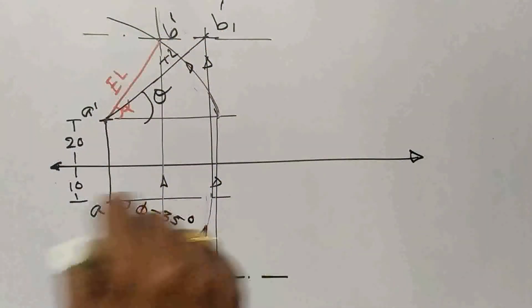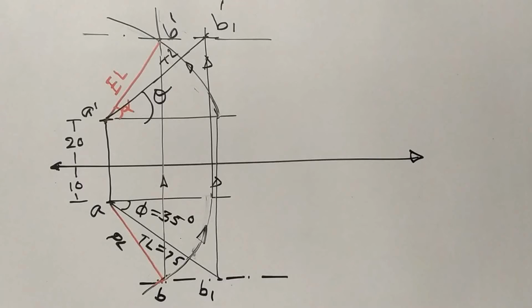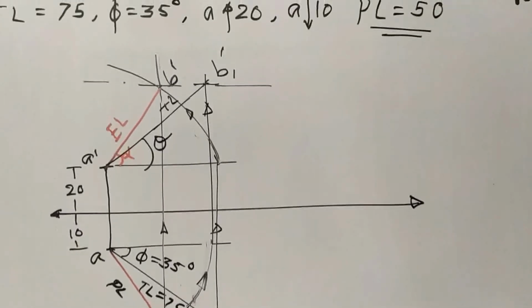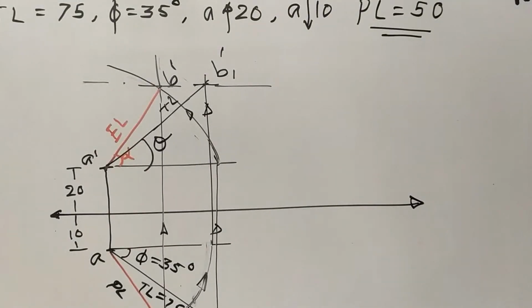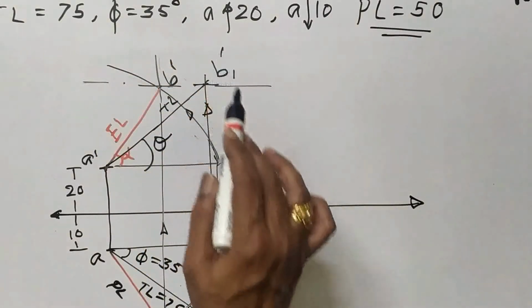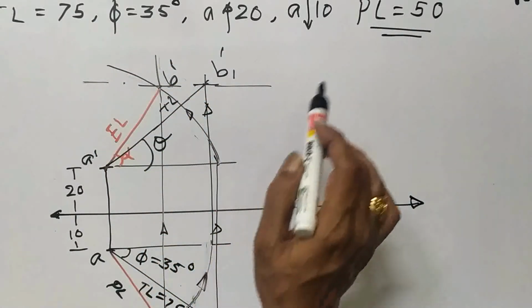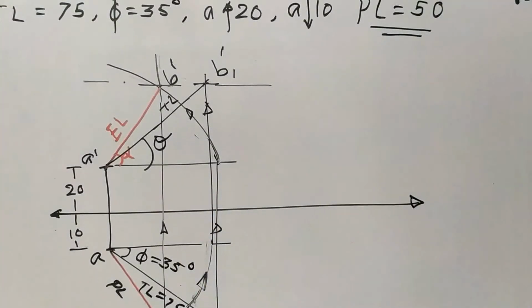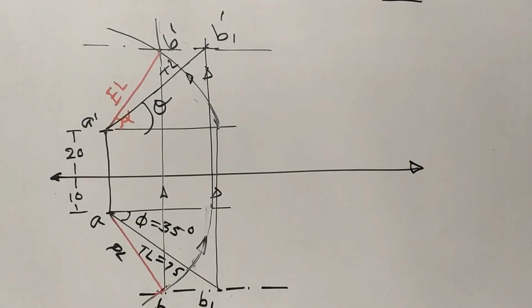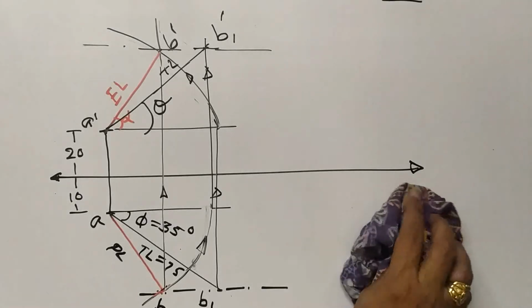In this way these problems can be solved. So the problems with a data of true length equal to 75, phi equal to 35, A dash and A equal to 10 and plan length equal to 50, you will get this solution. Okay, so in this way you can solve the problems. Now we will move to the next problems. So we will start with the next problem.